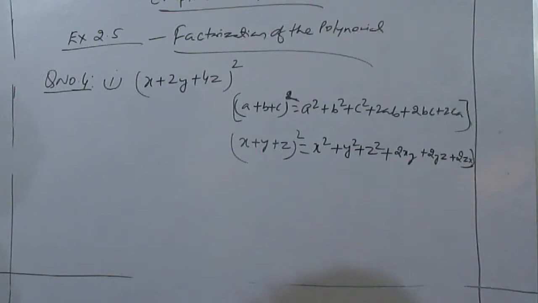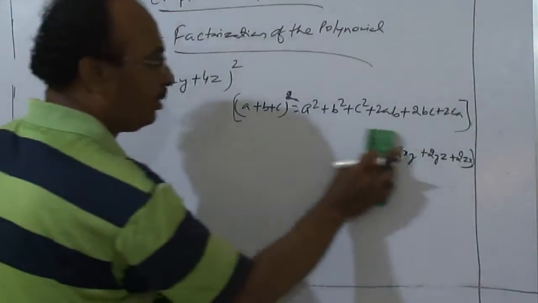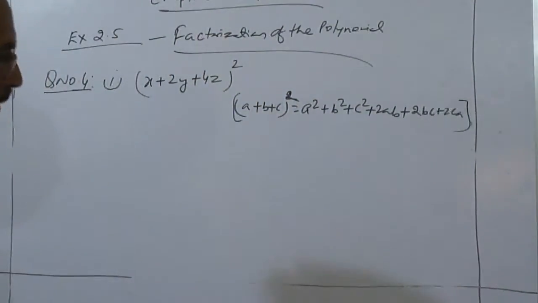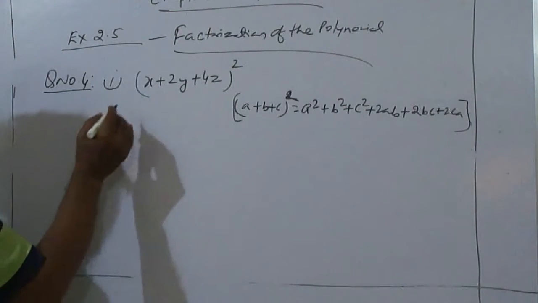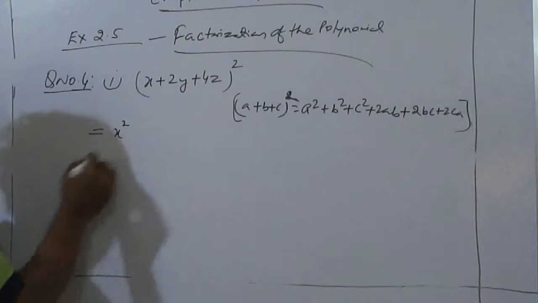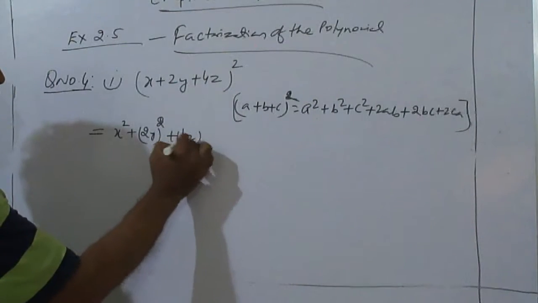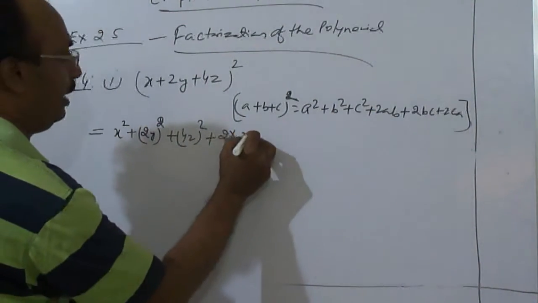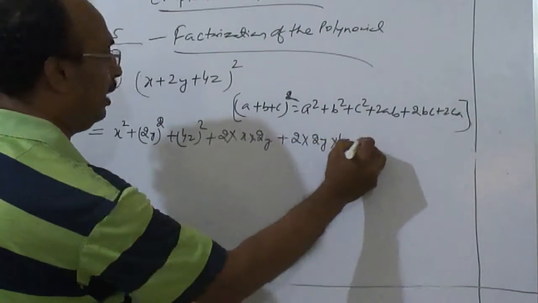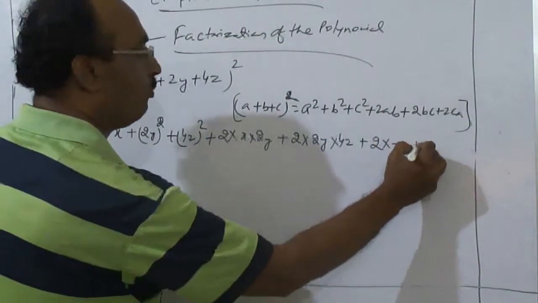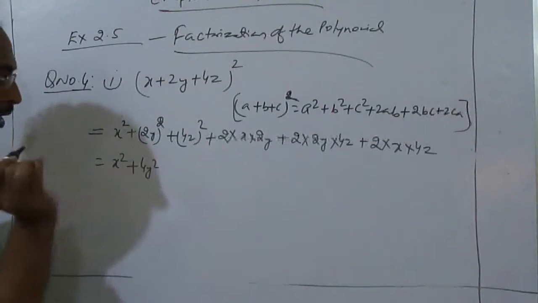The same identity has to be used, because here we have x plus 2y plus 4z. So as we have said, we have to use this identity only. So x square plus 2y whole square, plus 4z whole square, plus 2 into x into 2y, plus 2 into 2y into 4z, plus 2 into x into 4z.